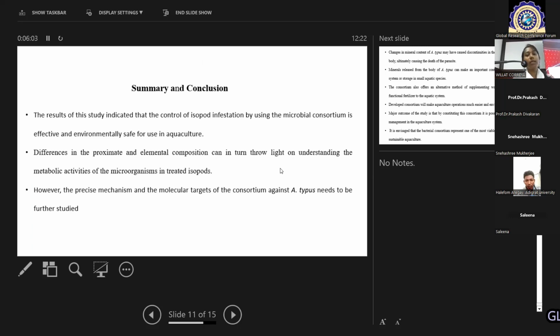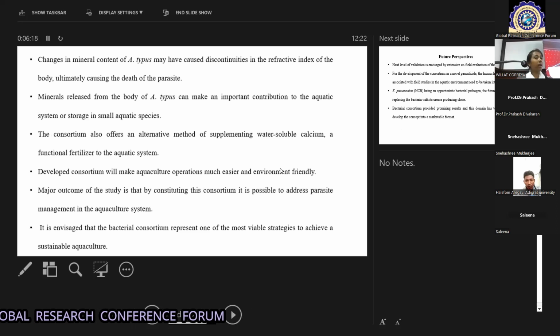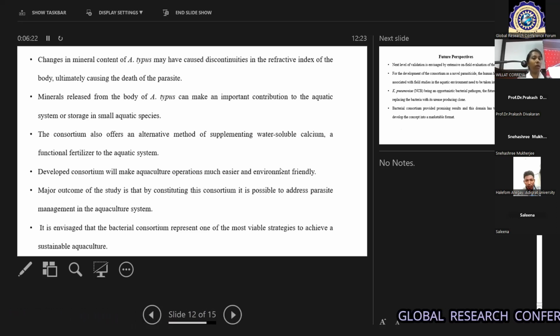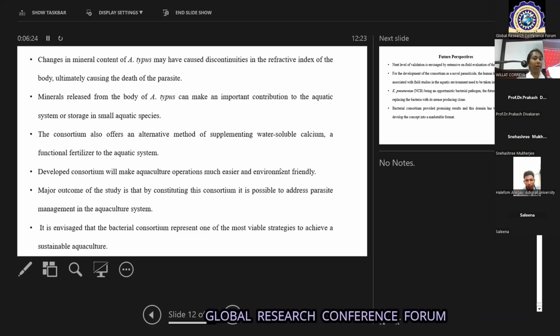Differences in the proximate and elemental composition can in turn throw light on understanding the metabolic activities of the microorganisms in treated isopods. However, the precise mechanism and the molecular targets of the consortium against Alitropus typus need to be further studied. The changes in the mineral content of Alitropus typus may have caused discontinuities in the refractive index of the body, ultimately causing the death of the parasite.